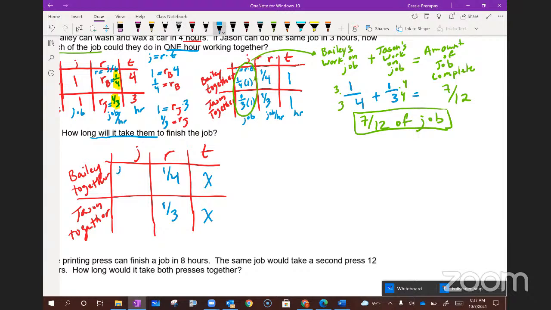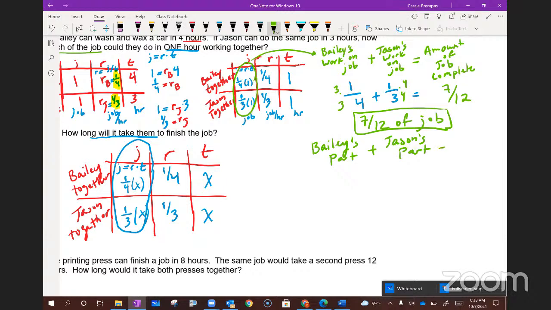Now, when I'm looking at filling in the job column, job is equal to rate times time. So Bailey's amount of the job that she's going to complete is 1/4 times how long she works, 1/4 X. Jason's is going to be the same way, 1/3 times how long he works. Now I can set up an equation using the last column filled in. And again, it's going to be similar to this top one. I know that Bailey's part, that's her work on the job, plus Jason's part, that's his work on the job. Now I want to finish the job, so I want it to equal 1 whole job.